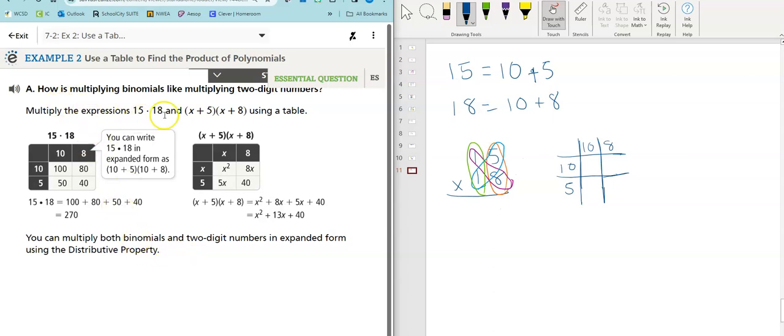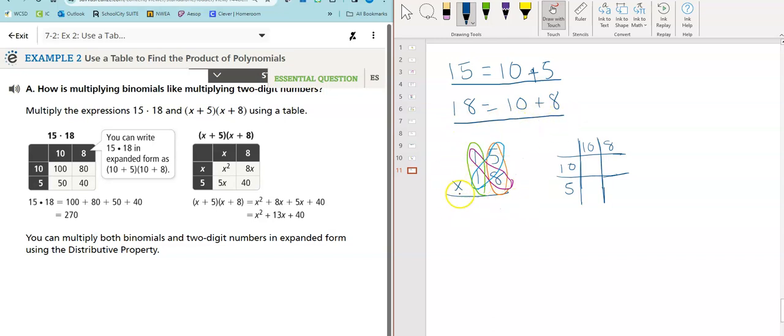So if I'm multiplying two numbers like 15 and 18, that is very similar to multiplying these two polynomials or two expressions, x plus 5 and x plus 8. And we can use a table for both of these. So again, going back to prior knowledge, you should know that the expanded version of 15 is 10 plus 5. We're just breaking it down into its place value. And the expanded version of 18 is 10 plus 8.